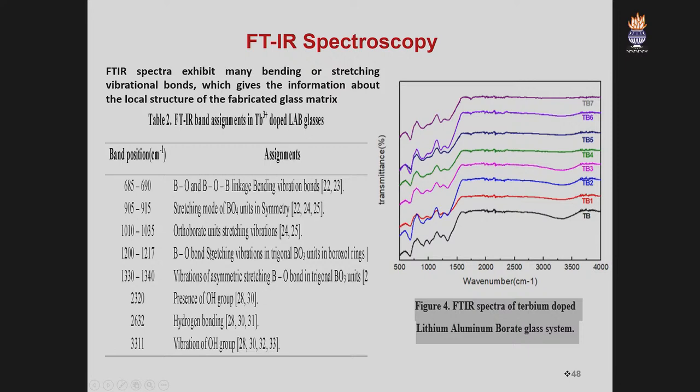You can see that between 685 to 690 per centimeter, there are BOB linkage bending vibrations observed. At around 900 to 915, there is a stretching mode of BO4 units present. Between 1010 and 1035 per centimeter, orthoborate unit stretching vibrations are observed. And between 1200 to 1417, BO bond stretching vibrations are observed. Like this, we can assign all the peaks by literature survey, so we can identify the functional groups in this FTIR spectra.